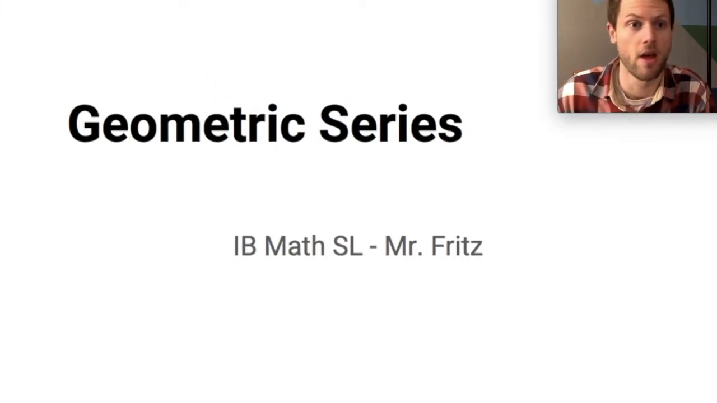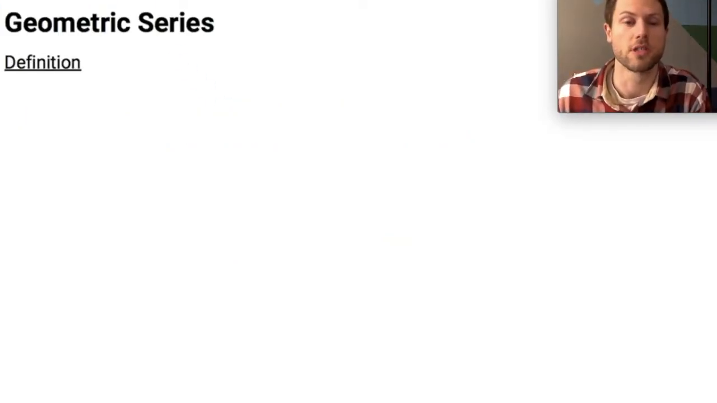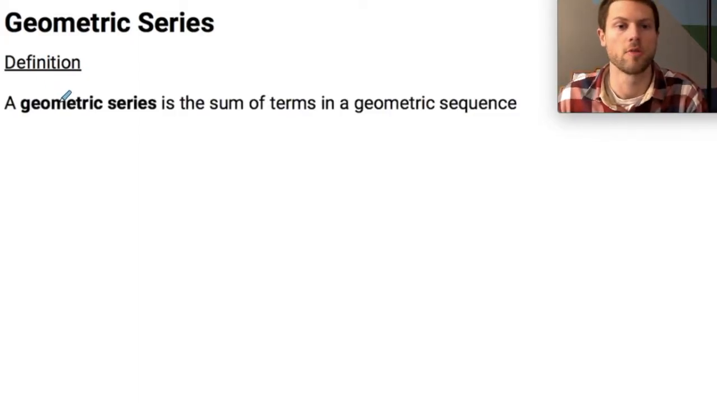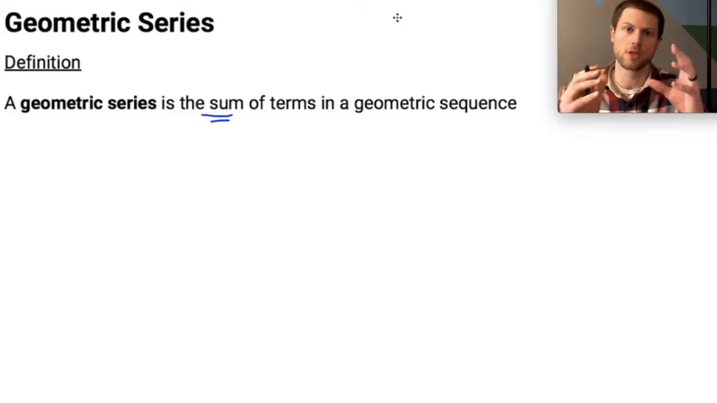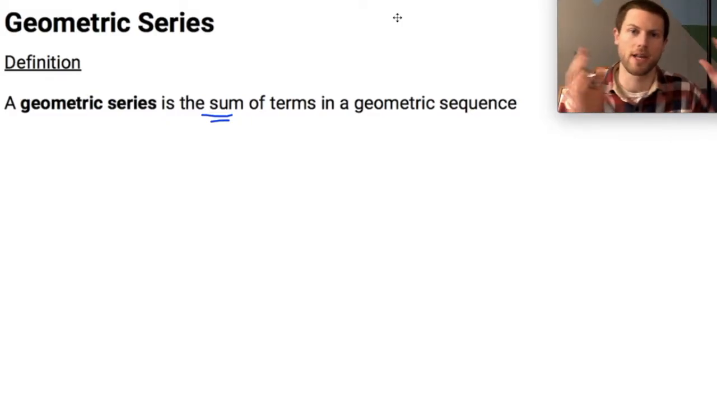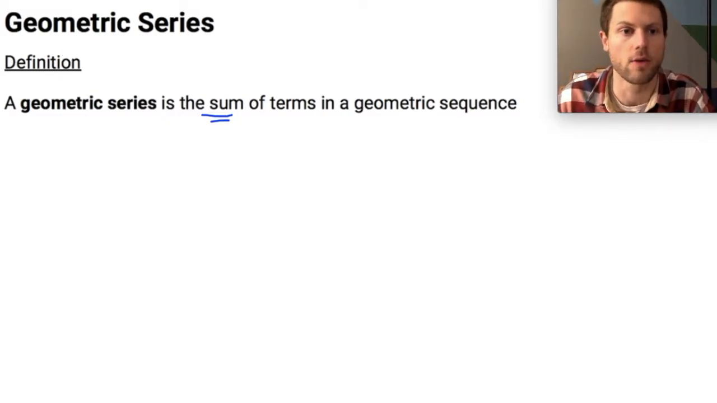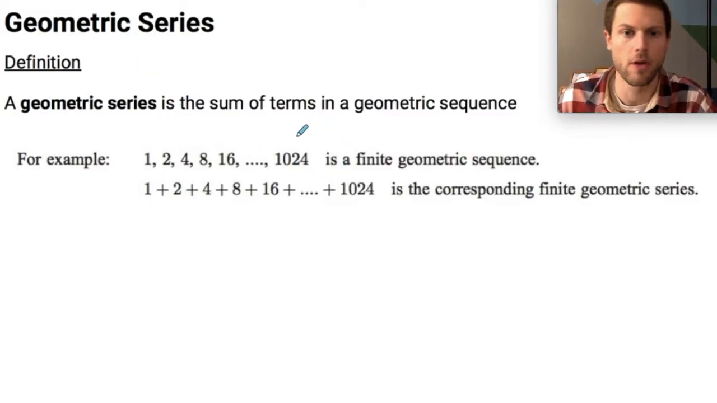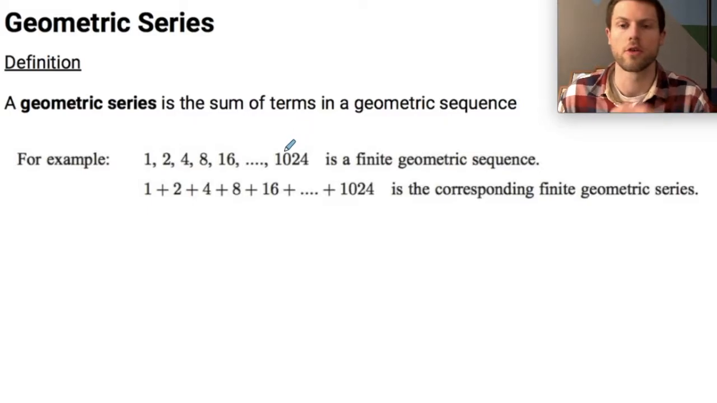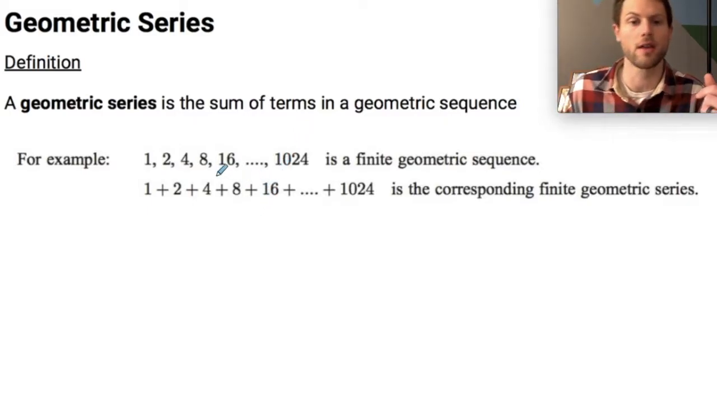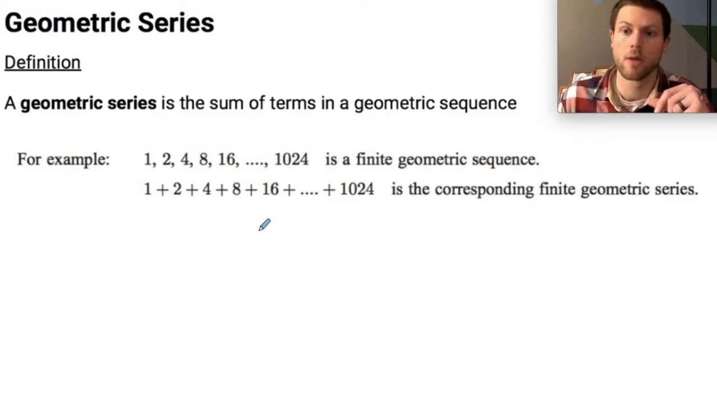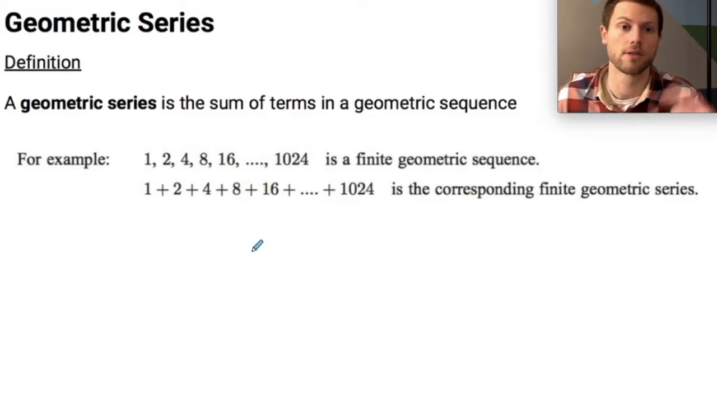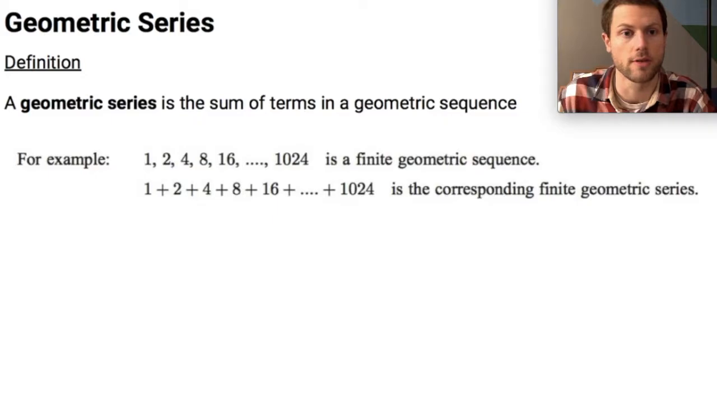Let's go for it. So let's talk about what a geometric series is. By definition, a geometric series is the sum of terms in a geometric sequence. So we're using a sequence, and it's a series once we start adding up the terms in that sequence. So for example, if I have some finite geometric sequence like 1, 2, 4, 8, 16, then the corresponding series would be what I would get if I added up all of those terms. So they are very much related, but a series implies that we are summing up these terms in a sequence.